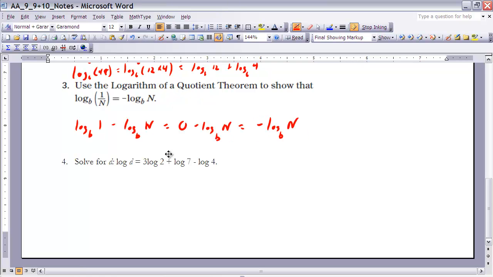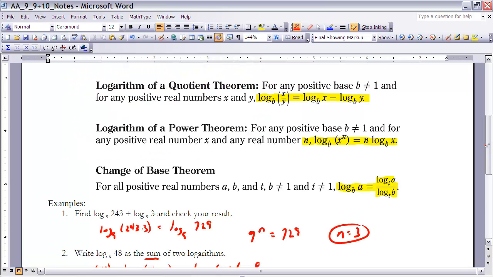Alright, finally let's take a look at solving number 4 here. It asks us to solve this for d, and we need to use several properties in order to do that. So my goal, once again, is to figure out what d is. So let's do what we know. If I have a log base d of, now the first thing I'm going to deal with is this. Well, I know that I can bring the 3 up and put it as a power of 2. I'm using the log of a power theorem to do this: log base b of x to the n.